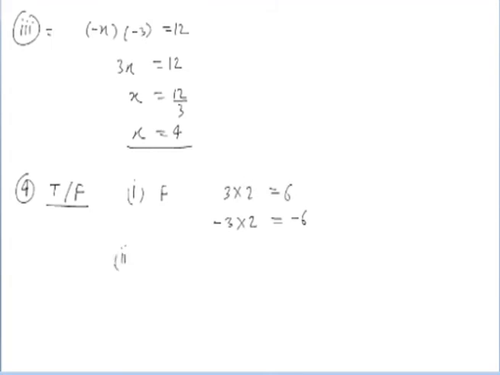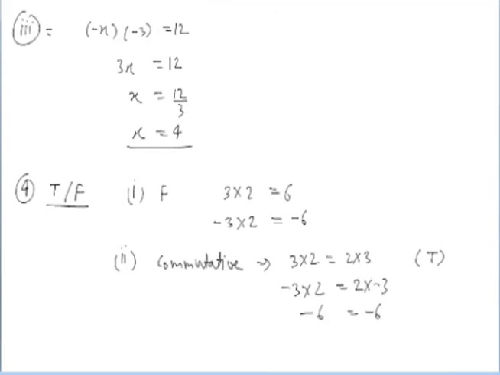Second, the product of integers is commutative. Commutative means 3 into 2 is equal to 2 into 3. So it is true. Why? It will always follow. Minus 3 into 2 is equal to 2 into minus 3. Here minus 6, here minus 6. Okay, so this is true.